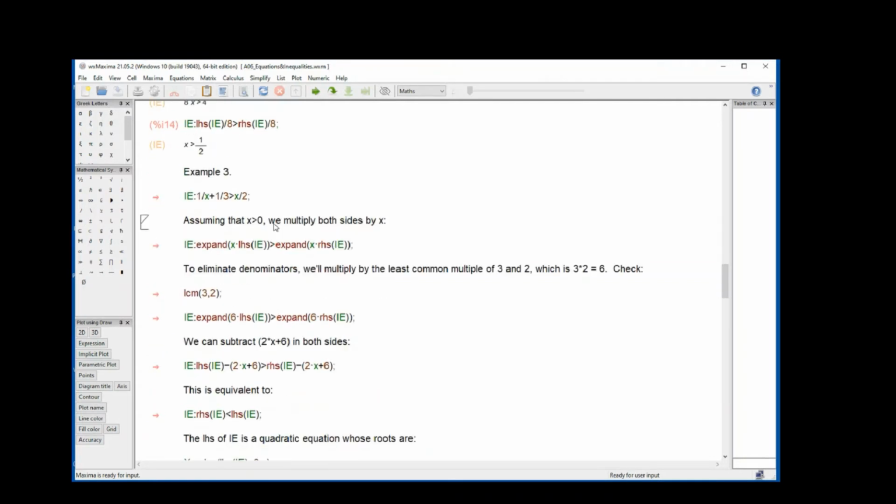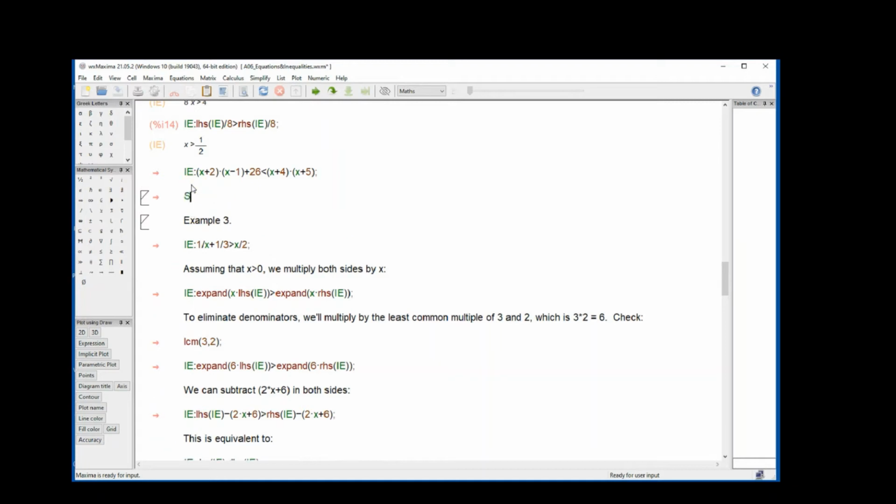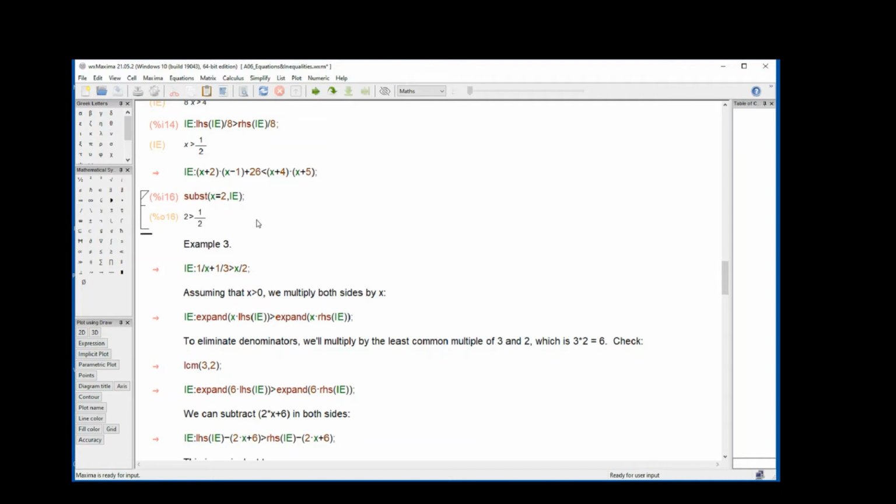I'm going to copy it and insert it right here, because I want to take a value greater than 1/2, let's say 2, and substitute x equal to 2 into the inequality, and we have 2 greater than 1/2, which is true. So this is the solution for the inequality that we started with.